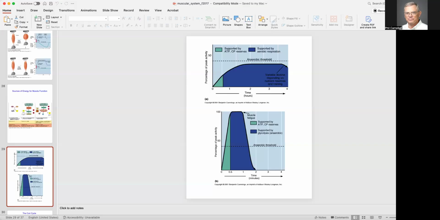This is anaerobic threshold. So it's all about getting enough oxygen in order to maintain that. Now, eventually you will run out of energy sources, but this takes a long time, right?